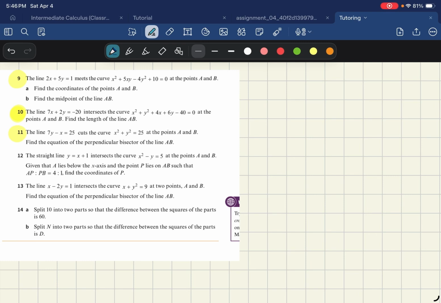So we are going to continue. I believe question 13 is very, very similar to question 11. Because we've already done 11, we're going to skip over 13. So let's finish question 12.